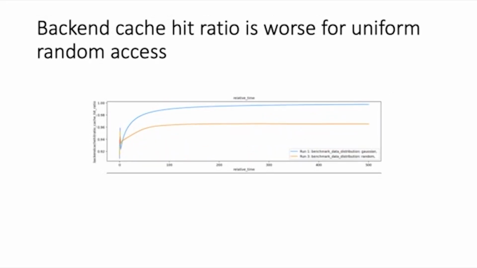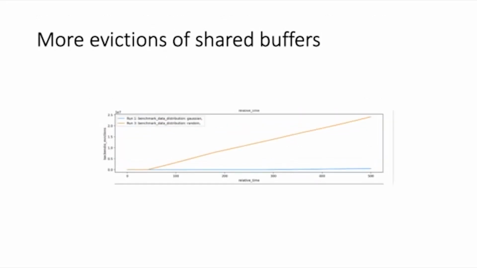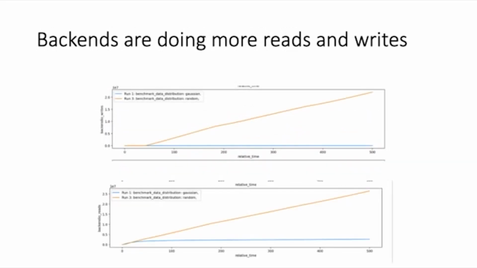And then this is calculated from pg.io also. So this is the cache hit ratio for normal backends reading data. And I think this is directly evidence of, okay, you have a smaller working set, so your cache hit ratio will be better. And then, of course, you have more evictions of shared buffers, which is also from PG.io, with random uniform access. And backends themselves are doing more reads and writes. So that also is reinforcing the same point.